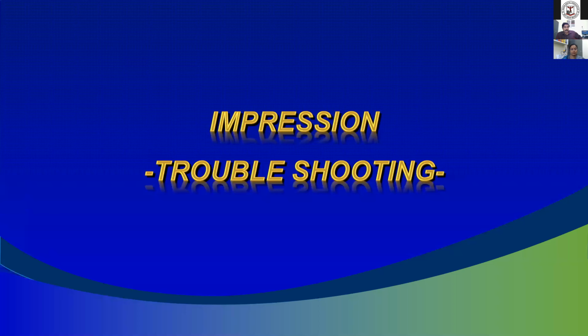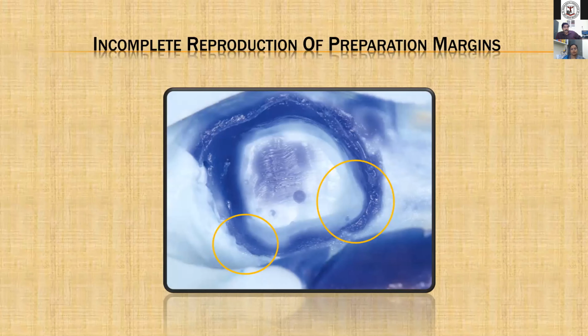Now to troubleshoot some of the commonly seen impression defects. This is the image of a poor reproduction of preparation margin. The causes are presence of blood and saliva contamination around the preparation, insufficient gingival retraction, and inadequate coverage of the marginal area with light body impression material.